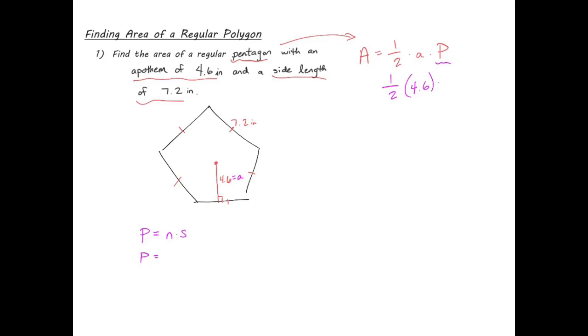And this polygon has 5 sides, and each side is 7.2 inches. So let me punch that into my calculator real quick. 5 times 7.2, and I got 36 inches. So the perimeter is 36. So our area will be found by multiplying those numbers together. All right, and that is going to be 4.6 times 36, which is 82.8. And because it's area, it's not just going to be inches, it'll be inches squared.